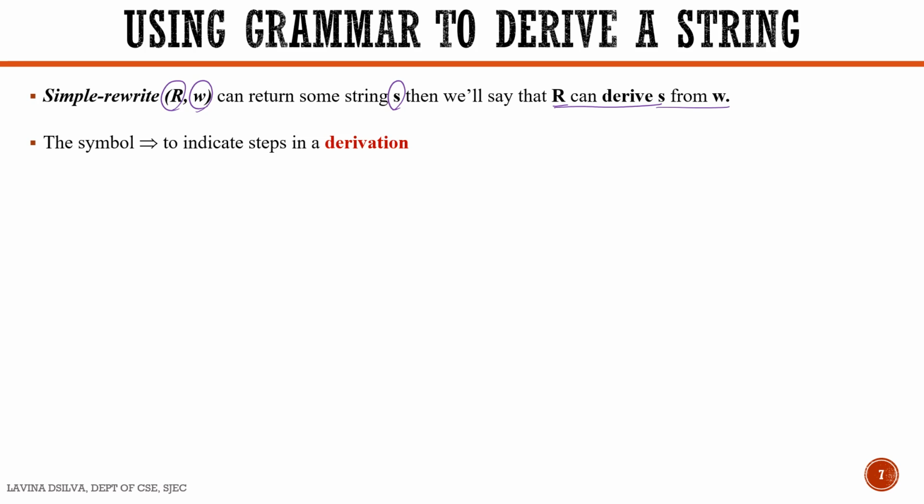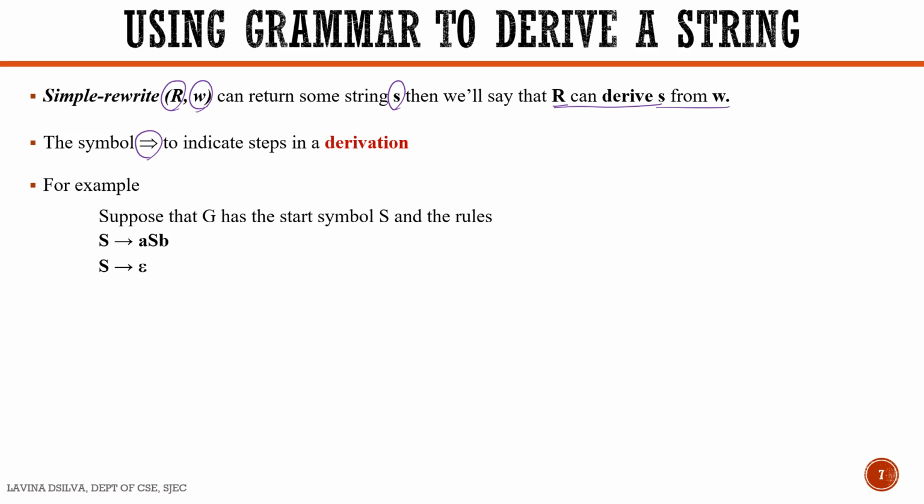We have already seen in the previous video that this is a symbol which indicates the steps in a derivation. So we'll take an example in order to derive a string and see what is the concept of derivation. For example, consider that we have a grammar G, and this grammar G has a start symbol S, and the rules which appear in this grammar are S tends to ASB and S tends to epsilon. So we'll take two examples here, generation of strings. The first case is generating string AB. So how will we derive a string AB from the start symbol S using the two rules which are specified?